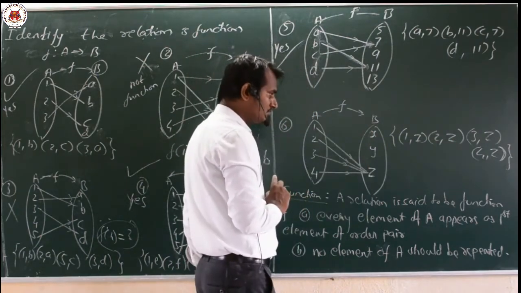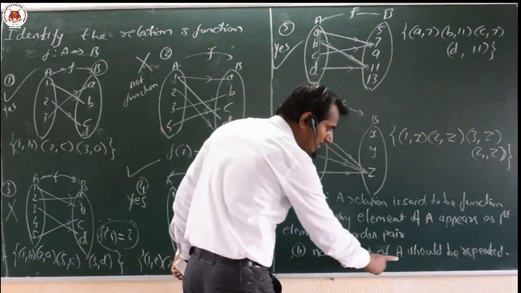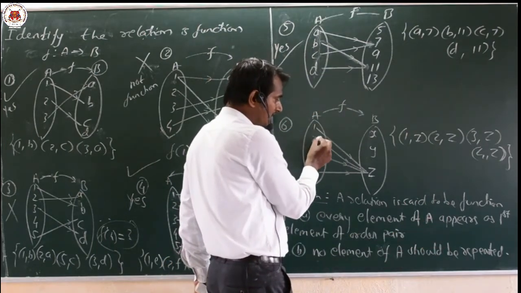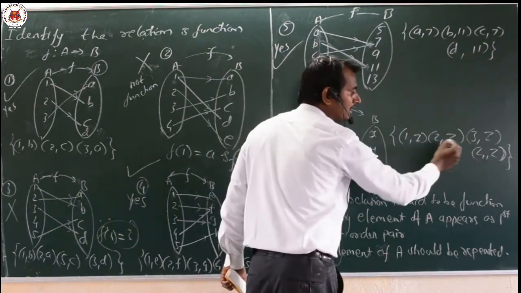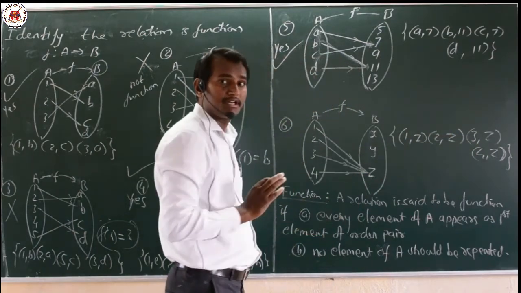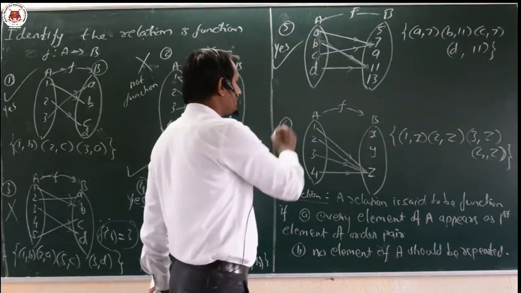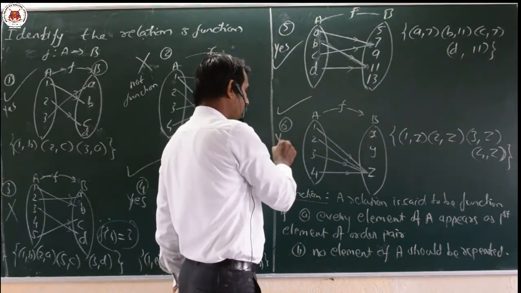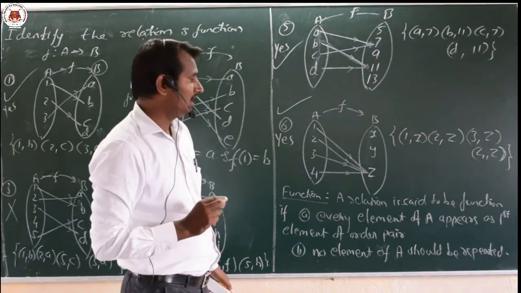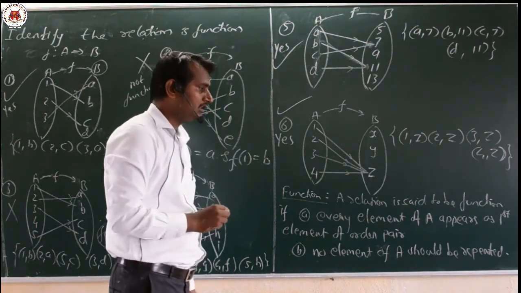Now the first condition is approved. What is the second condition? No element of A should be repeated. That means 1 is not repeated, 2 is not repeated, 3 is not repeated, 4 is also not repeated here. Therefore, dear friends, it is also a function. Yes, it is a function. Okay, now this is all about the function.